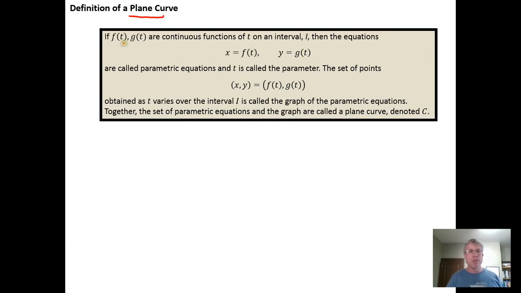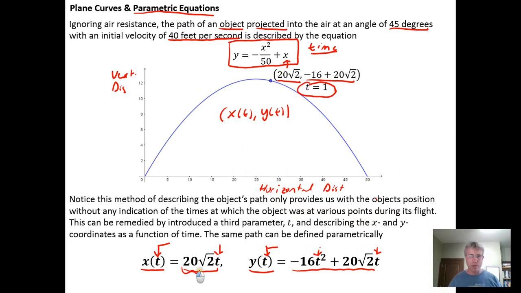So here's the formal definition. If f of t and g of t are continuous functions, so no discontinuities, continuous functions of time where time is running over some interval, then x equals f of t and y equals g of t are parametric equations, and t is called the parameter. So in the previous slide, this right here was playing the role of f of t, and this equation right here is playing the role of g of t in the definition slide.